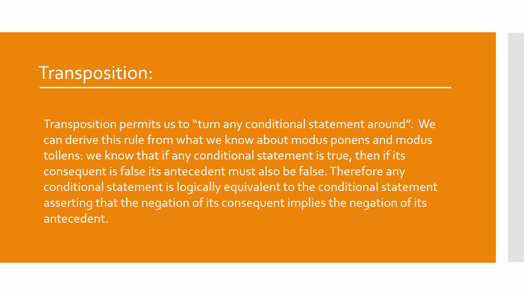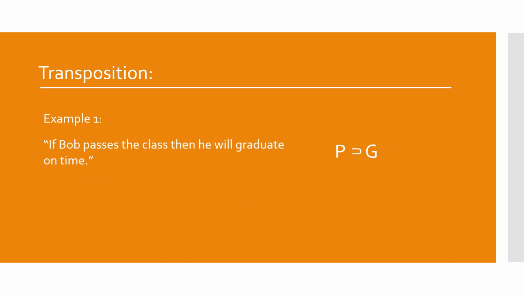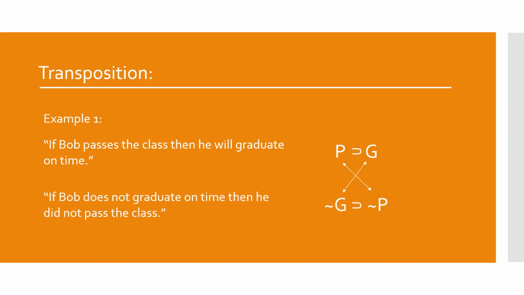Now, once again, that's a mouthful, and it's much easier to understand when we look simply at examples. So here's a simple example of a conditional statement. If Bob passes a class, then he will graduate on time. And if we want to state this symbolically, we find that we get if P, then G, or P horseshoe G. Now, what transposition tells us is essentially that we can take the antecedent and consequent of this original conditional statement and reverse them so long as we negate both terms. So when I say if P, then G, this is logically equivalent to saying if not G, then not P.